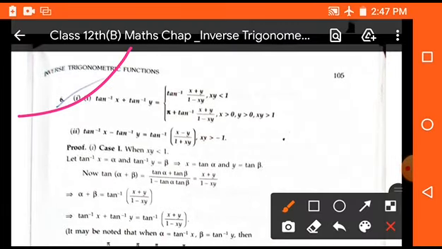The next formula is tan inverse x plus tan inverse y is equal to tan inverse of x plus y upon 1 minus xy when xy is less than 1, and tan inverse of x plus y upon 1 minus xy when x is greater than 0, y is greater than 0, and xy is greater than 1. Now the next formula is tan inverse x minus tan inverse y is equal to tan inverse of x minus y upon 1 plus xy. The condition is xy is greater than minus 1.